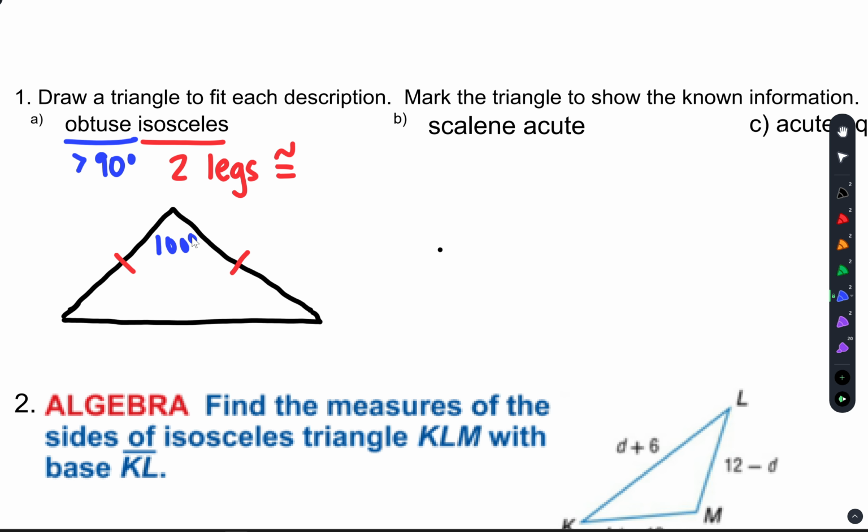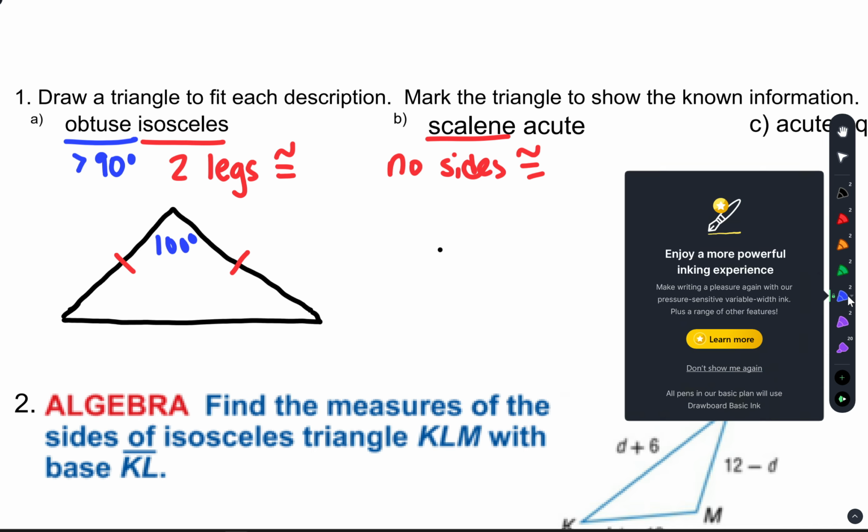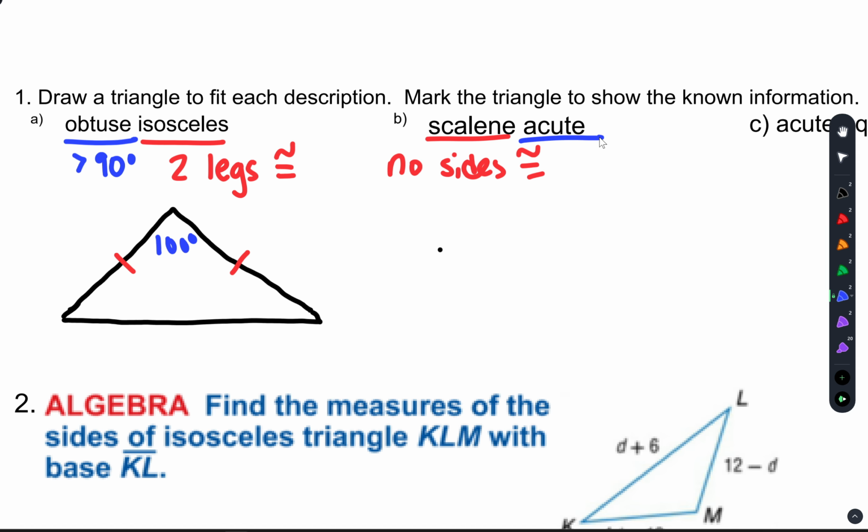Okay, next. What does scalene acute mean? What is scalene? Casper. No sides congruent. What does acute mean? Caitlin. It means all angles are less than 90 degrees.